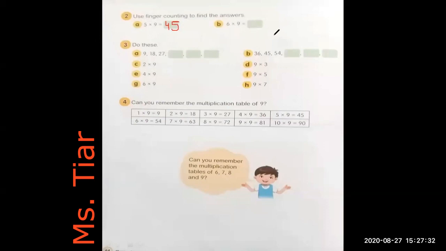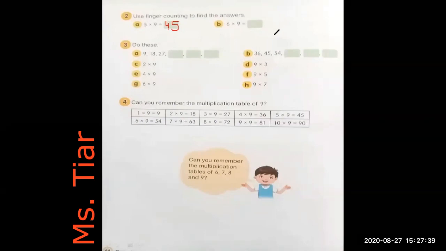Okay, how about 6 times 9? Open your fingers, the right and the left hand, and then you close the thumb of your right hand. Then you count how many fingers on the left hand are open. You get 5. And how many fingers on your right hand are open? Yes, you get 4. So the answer is 54. Do you understand? Actually, your book also provides the multiplication table of 9. So this is not difficult, right?